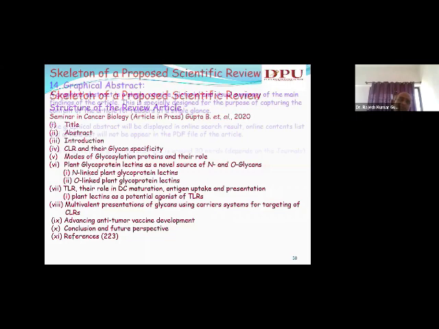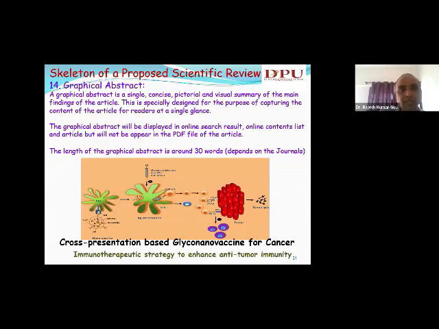Now, some journals also ask for a graphical abstract. A graphical abstract is a single, concise, pictorial and visual summary of the main finding of the article. It is specially designed to capture all the contents of the article for the reader at a single glance. The graphical abstract will be displayed in online search results and the online content list, but will not appear in the PDF file of the article. So the full text, full paper, is not going to present it.